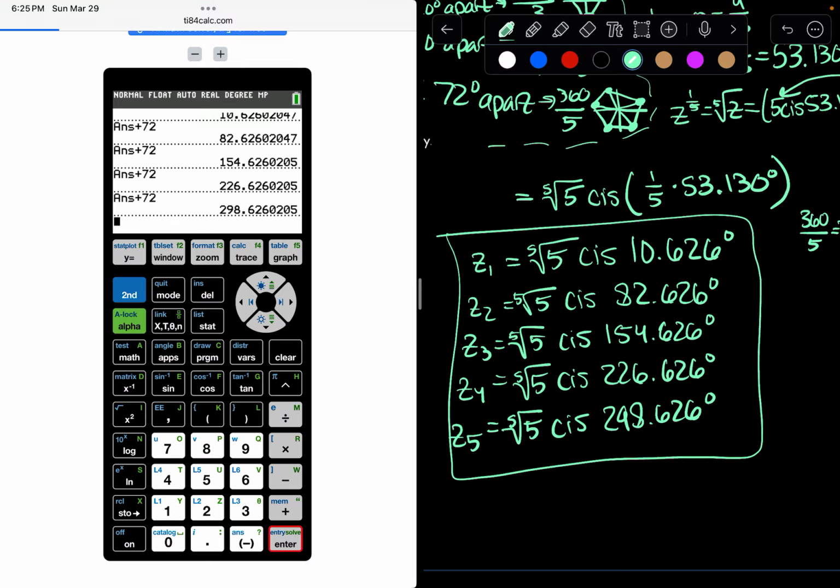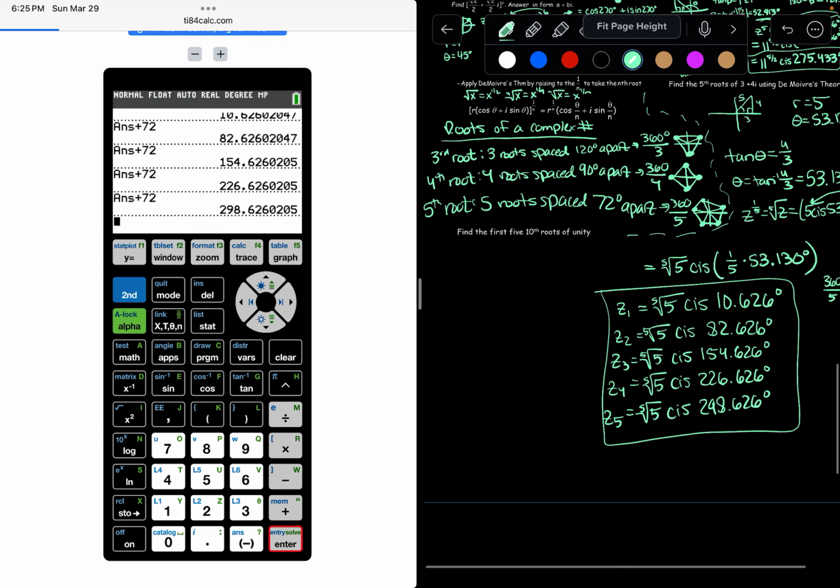So you should never go above 360. If you end up going above 360 degrees or 2 pi radians, then you messed up somewhere, because this is only going to be within that domain restriction, okay?